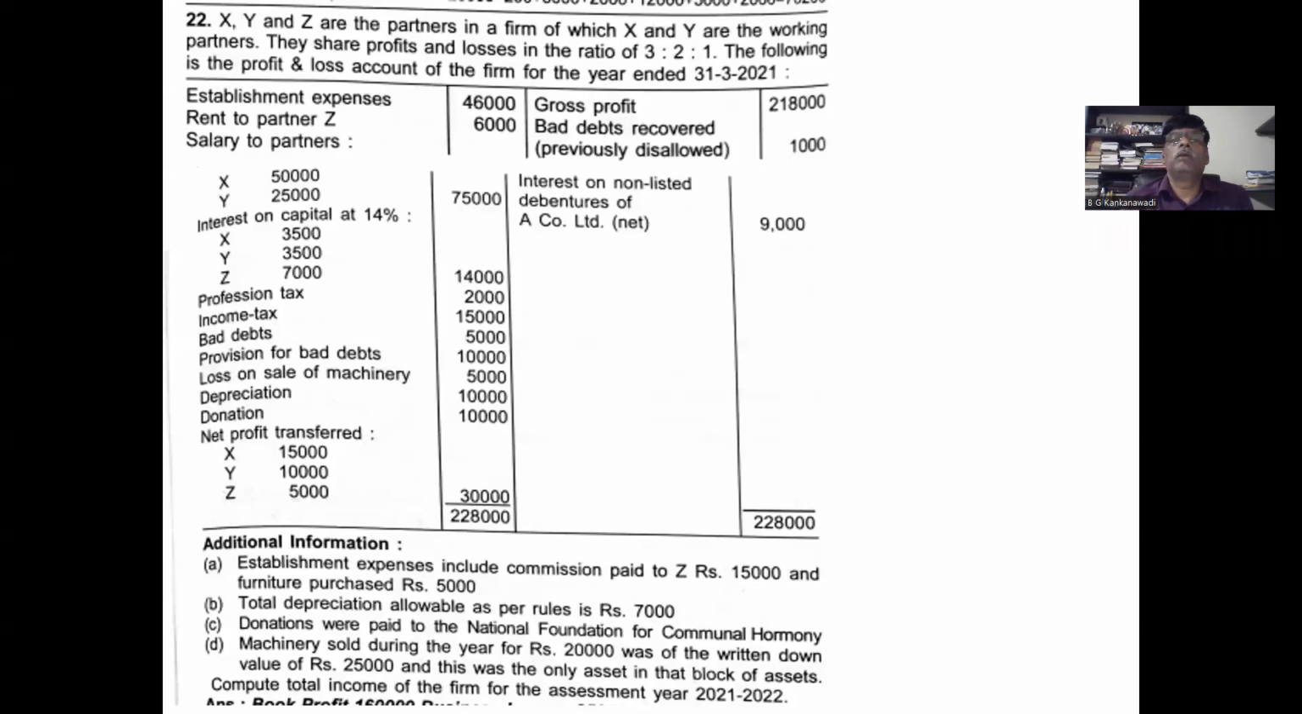In this question number 22, X, Y, and Z are partners in a firm, out of which X and Y are the working partners. X and Y are the working partners.